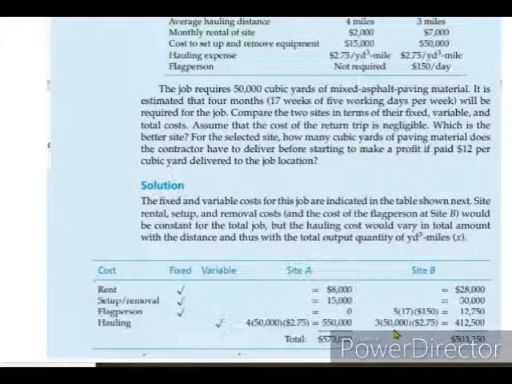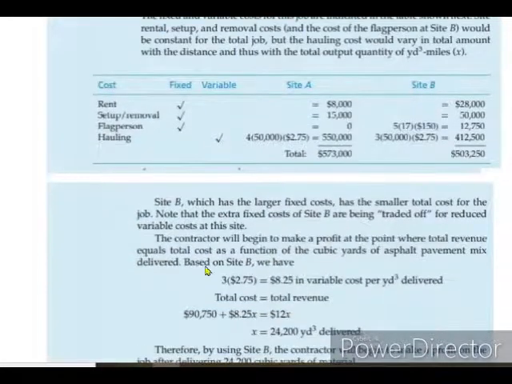Then for the hauling, 3 because it requires 3 miles, and of course the 50,000 cubic yards, and the cost per cubic yard. So it is 412,500. So the total cost is $503,250. So site B has the larger fixed cost. Why does it have a larger fixed cost? Because if you add flag person, setup removal, and rent, it is larger than site A, since site A doesn't need a flag person.